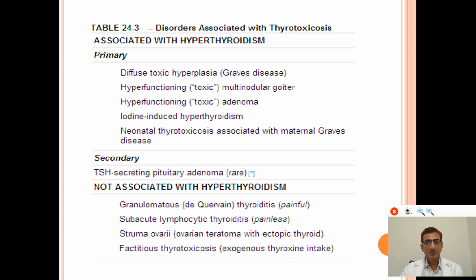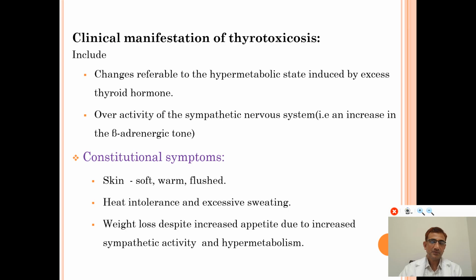So what are the diseases or disorders associated with thyrotoxicosis? First, primary and secondary. Primary causes include diffuse toxic hyperplasia or Graves' disease, hyperfunctioning toxic multinodular goiter, hyperfunctioning adenoma, iodine-induced hyperthyroidism, and neonatal thyrotoxicosis associated with maternal Graves' disease. And secondary causes include TSH secreting pituitary adenomas, granulomatous thyroiditis, subacute lymphocytic thyroiditis, struma ovarii, and factitious thyrotoxicosis.